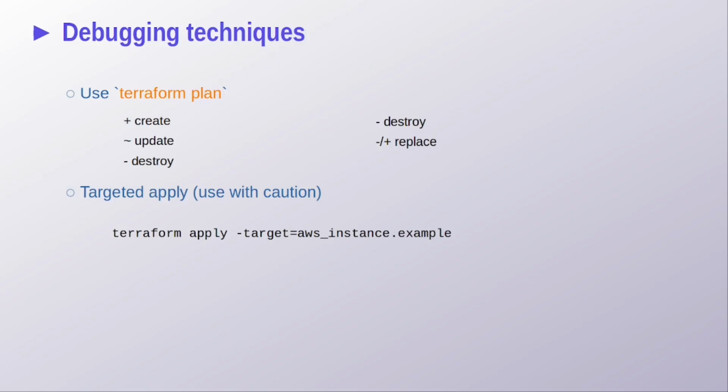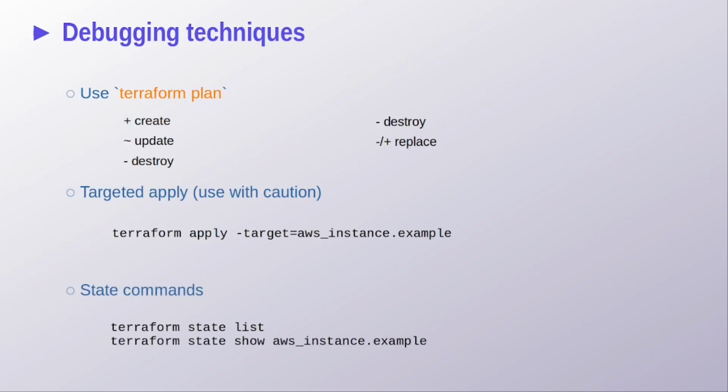Next, targeted apply. This is useful during debugging and emergency fixes, but never use it in CI, never use it as a normal workflow. This can break state consistency. Next, state inspection commands, a very powerful tool. Use them when infrastructure exists but state does not match reality, so you import resources.